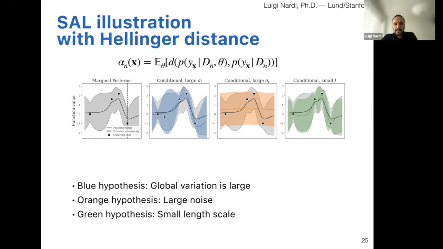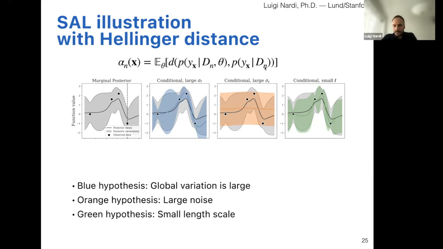But you also visualize that if you sample the thetas, you get this GP in blue, or a different sample, you get this orange GP or this green GP. These are the conditionals, right? If you sample theta and then condition with respect to theta, this will look either blue or orange or green, depending on what you sampled.